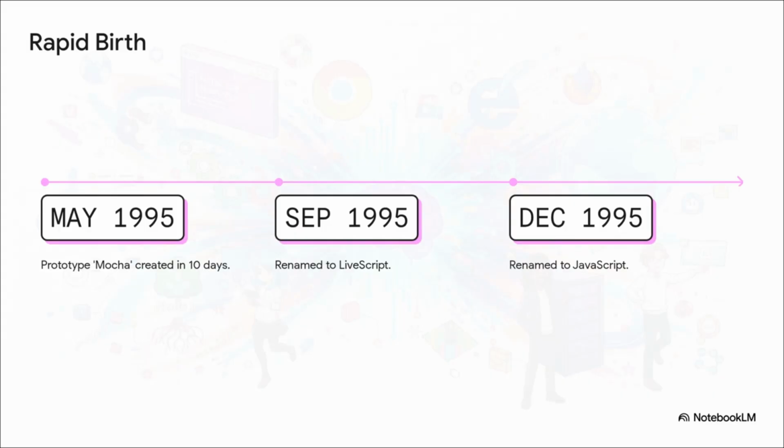And this is where things just get kind of wild. Look at the speed of this. In just a little over 6 months, the language goes from that 10-day prototype called Mocha to a quick name change to LiveScript, and then, finally, to the name we all know and love, JavaScript. And oh boy, that last name change? Well, that's a story all by itself.